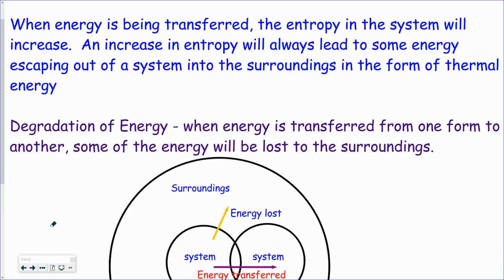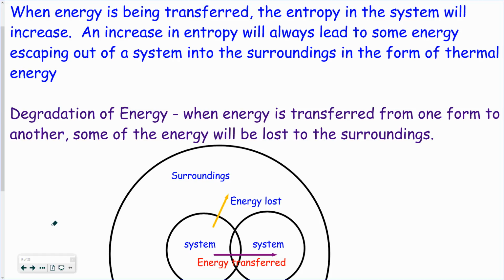This concept is called the degradation of energy, and it's defined as when energy is transferred from one form to another, some of the energy will have to be lost to the surroundings because the energy will go to the most entropic state possible. So here's me. Let's pretend this system is the coal furnace. This system is the turbine. I'm transferring energy from the furnace to the turbine, but there's a lot of energy lost to the surroundings.